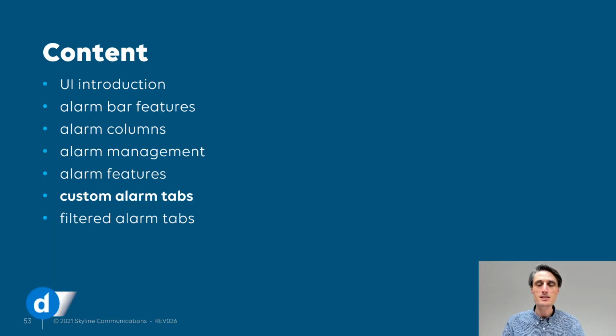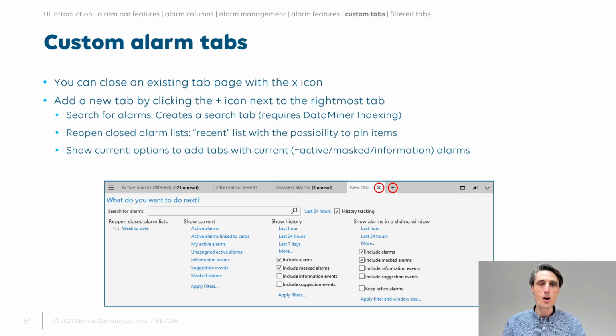Custom alarm tabs. Let's add some additional tab pages next to the 3 default tab pages that come out of the box. First of all, I want to mention that any of the existing tab pages that you have in your window can be closed. You just select the tab page and there will be a close icon, so you can just close all of them.